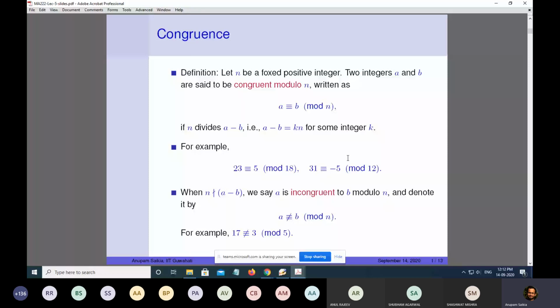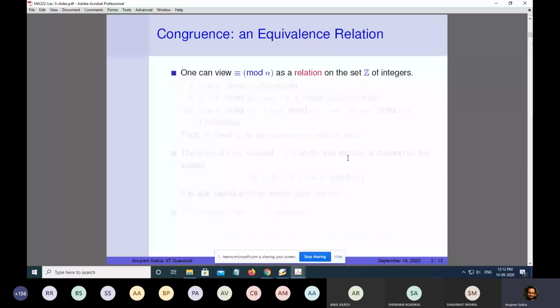So we can view this congruence modulo n as a relation on the set of integers. Recall what a relation is. A relation on a set, basically you can view it as pairs a and b. We say that a is related to b if that pair is there. So in other words, it is a subset of Z cross Z. A relation on the set Z is a subset of the Cartesian product Z cross Z, that is, pairs (a, b) where a and b both belong to Z.